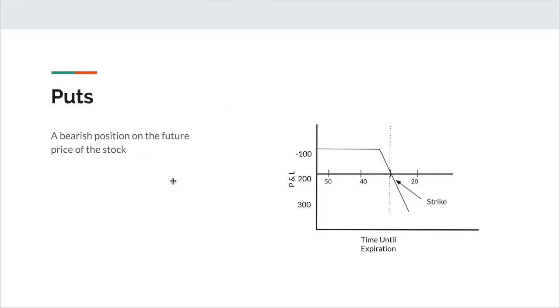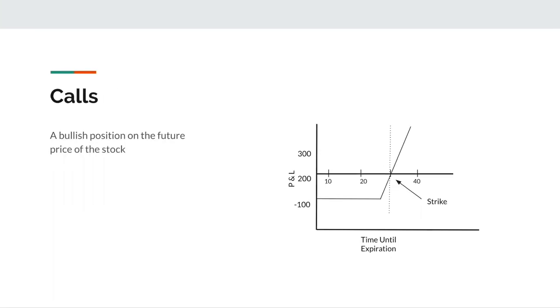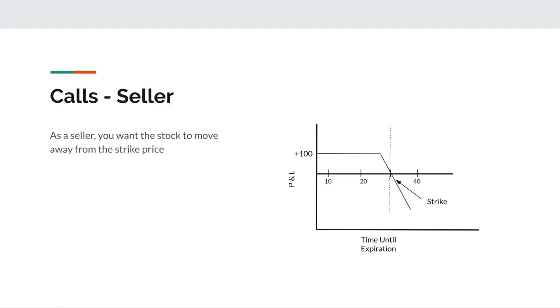So calls and puts are just the exact opposite of one another. A call is a bullish position, which means that you want the price of the stock to actually go up in the future. Your strike price is greater than the current value of the stock. And with puts, your strike price is lower than the current value of the stock. So the two examples we just gave were calls and puts as a buyer. Now as a seller, it works a little bit differently.